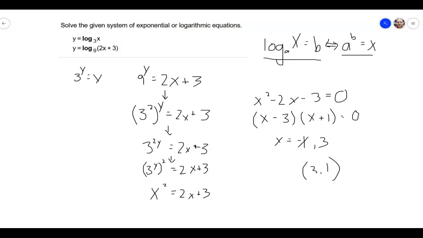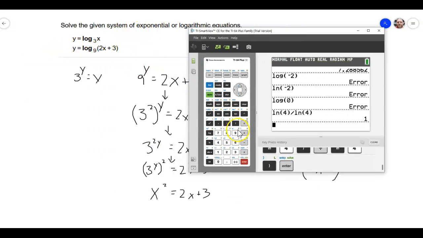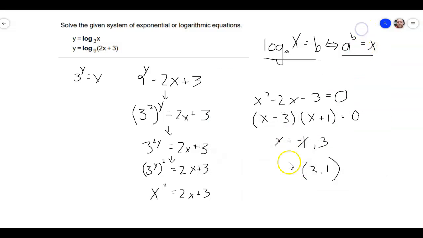I could also put that in the calculator. So I can use the base change formula, right? The log of 3 divided by the log of the base, which in this case is 3. That's the base change formula. You just get 1. All right, so (3, 1) should be my answer, and that's it.